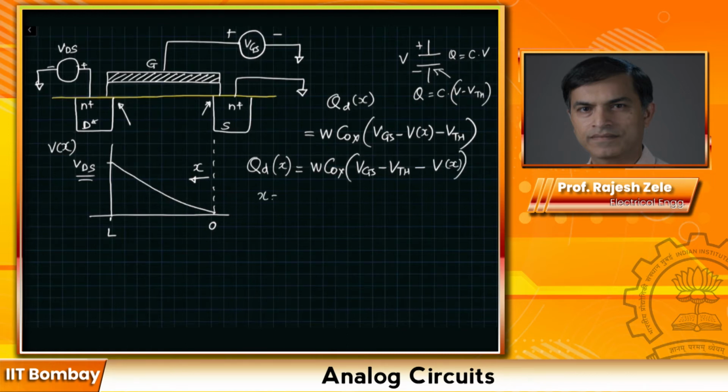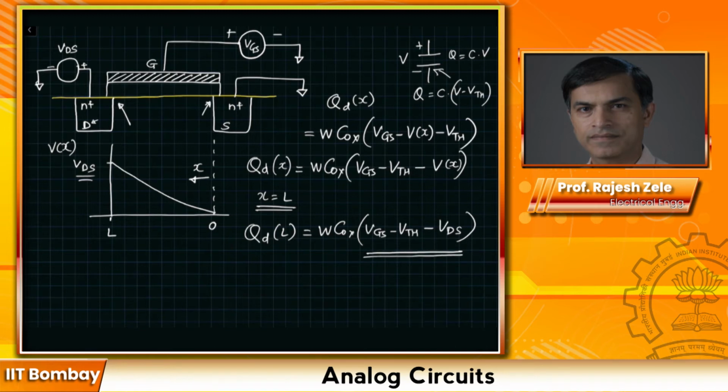So when X equals L, what is QD? QD at L is equal to W Cox (VGS minus VTH minus VDS). So QD(L) is the channel charge at X equal to L. A crucial observation is what happens at VDS equal to VGS minus VT. If we look at this particular expression, you can obviously tell that QD(L) becomes equal to 0.